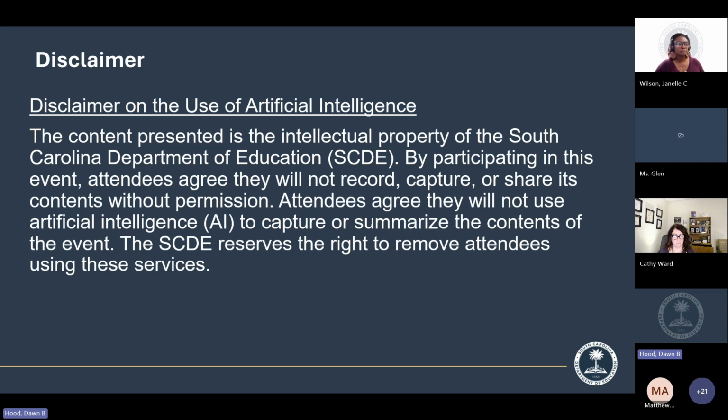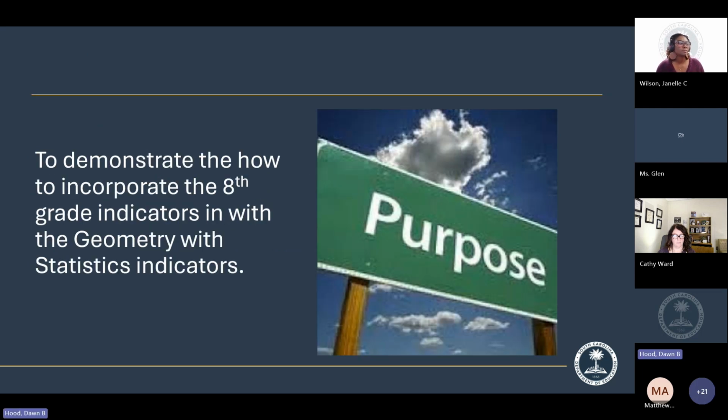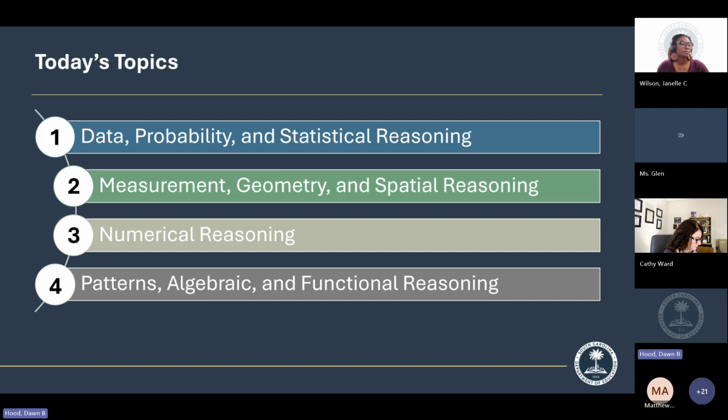All right, today's purpose. I want to demonstrate how to incorporate the 8th grade indicators in with the geometry with statistics indicators, so you see how they mix together. And today's topics, first off, we're going to go right through the strands. We're going to start with data, probability, and statistical reasoning and how those indicators go together. And then we will look at how to incorporate some of the 8th grade indicators in with those and look at a few little activities.